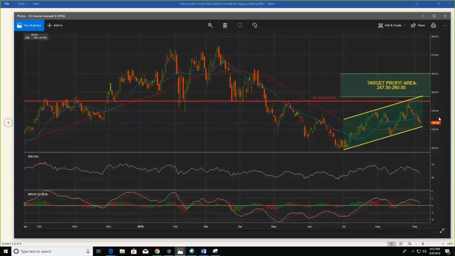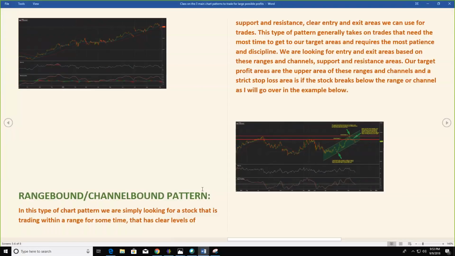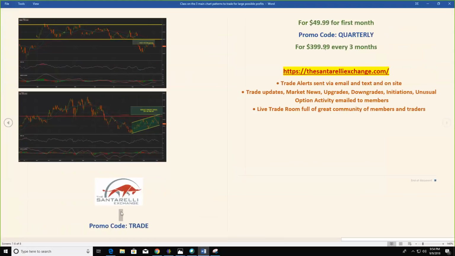Especially when you have those channels, they're hitting up to that resistance, pulling back, and then having the next wave higher, then the pullback, then the next wave higher. So you have to understand that, and you have to give yourself enough time for your trades to work out. Like I said, those are the three types of chart patterns that you could trade for significant returns: hook patterns, breakout momentum, and range-bound, channel-bound trades. Those are the three types of patterns you want to look at for success and for large profits.